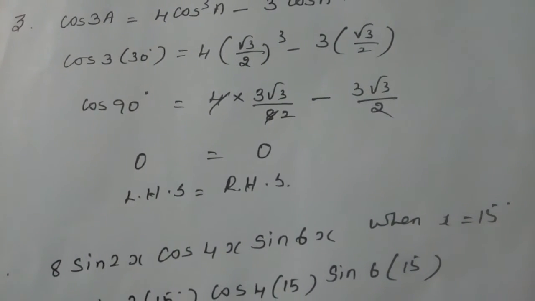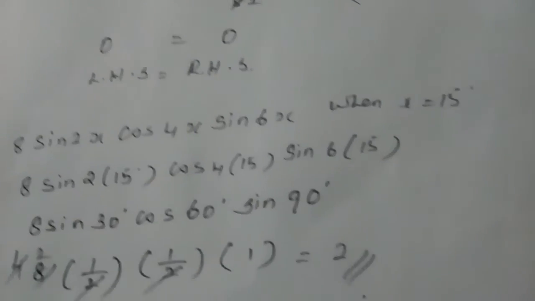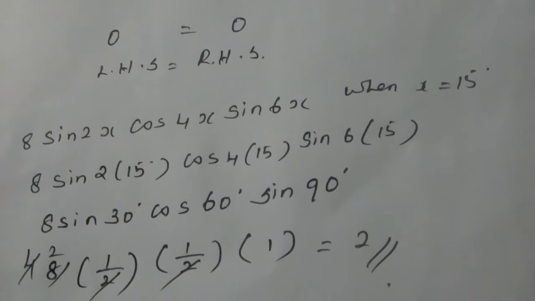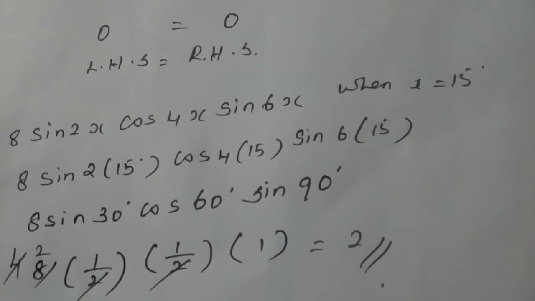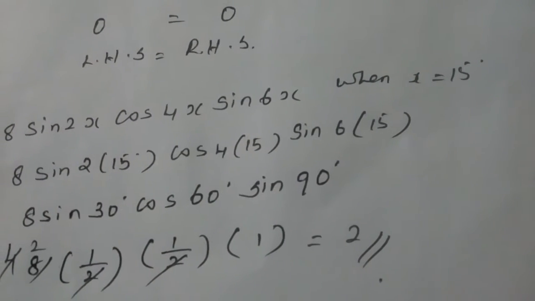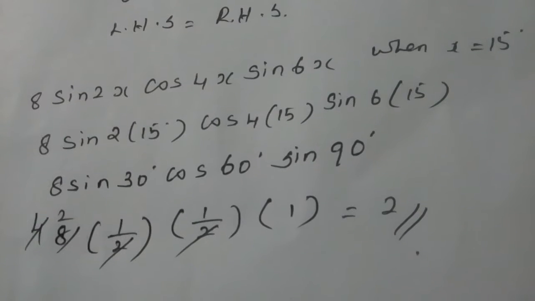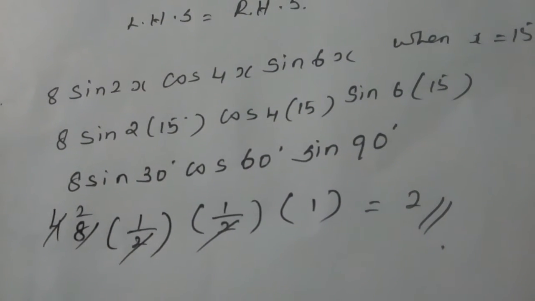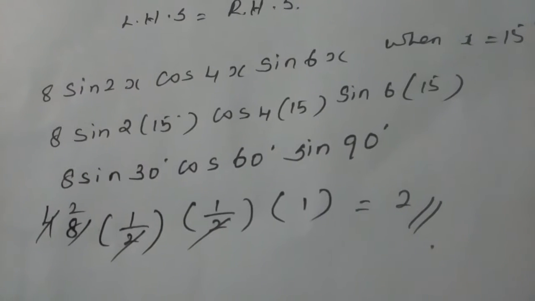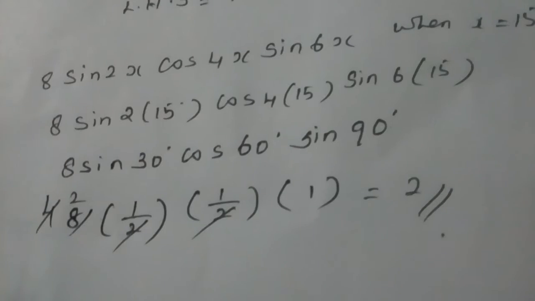Now the next question is find the value of 8 sin 2x cos 4x sin 6x when x is equal to 15 degrees. So wherever the x is there, we have to substitute 15. So 8 sin 2 15 cos 4 15 sin 6 15. So you are getting sin 30, cos 60 and sin 90. The value of sin 30 is known, cos 60 is known and sin 90 is known. So we substitute and we get the value to be 2.